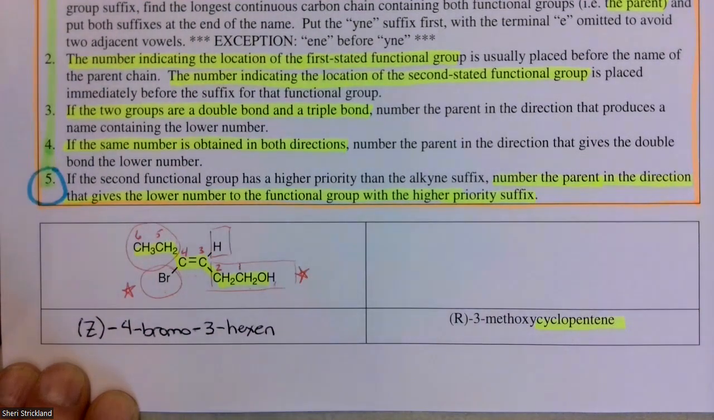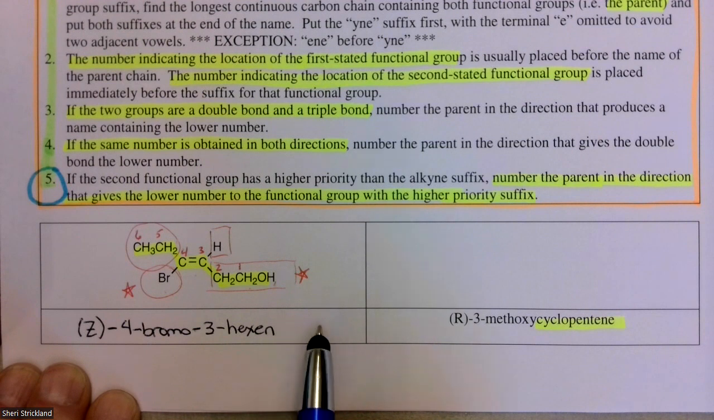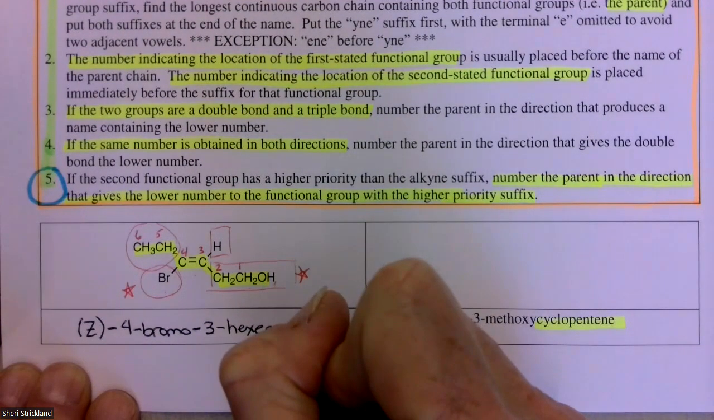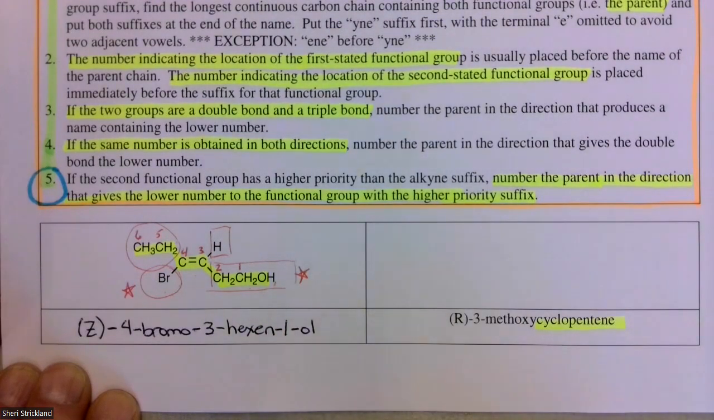We drop the final E because the OL is, we'd have the E bumping up against another vowel. And I'm going to go ahead and put the number in, but you wouldn't have to because this location number, locant, is a 1. Okay, so Z-4-bromo-3-hexen-1-ol.